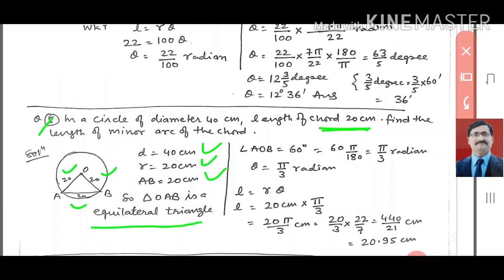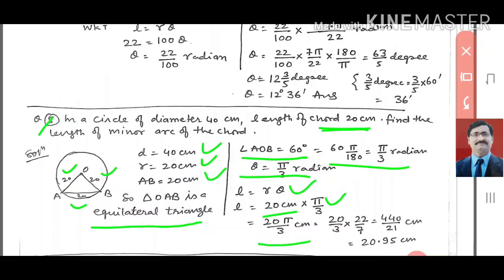Equilateral triangle means all angles are equal, and we know that this angle will be 60 degrees. 60 degrees you have to change into radians. So you write 60 into pi by 180 and you get pi by 3 radian. So theta equal to pi by 3 radian. So L equal to what? L equal to r theta. R is here 20 centimeter and theta is pi by 3.